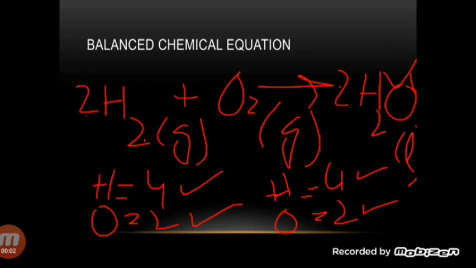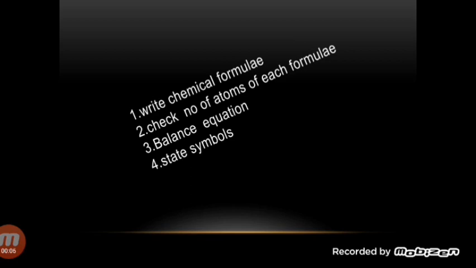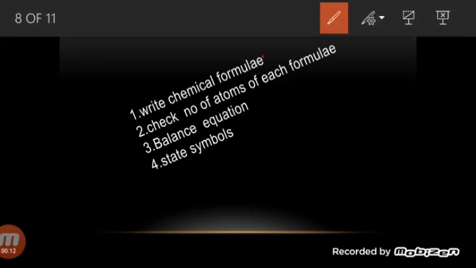Now, what are the steps involved in balancing a chemical equation? There are certain steps which you have to follow in order to balance the chemical equation. Step number 1 is to write down the chemical formulas of the reactants and the products. It's very, very important to write the accurate formulas of reactants and products to get the chemical equation.